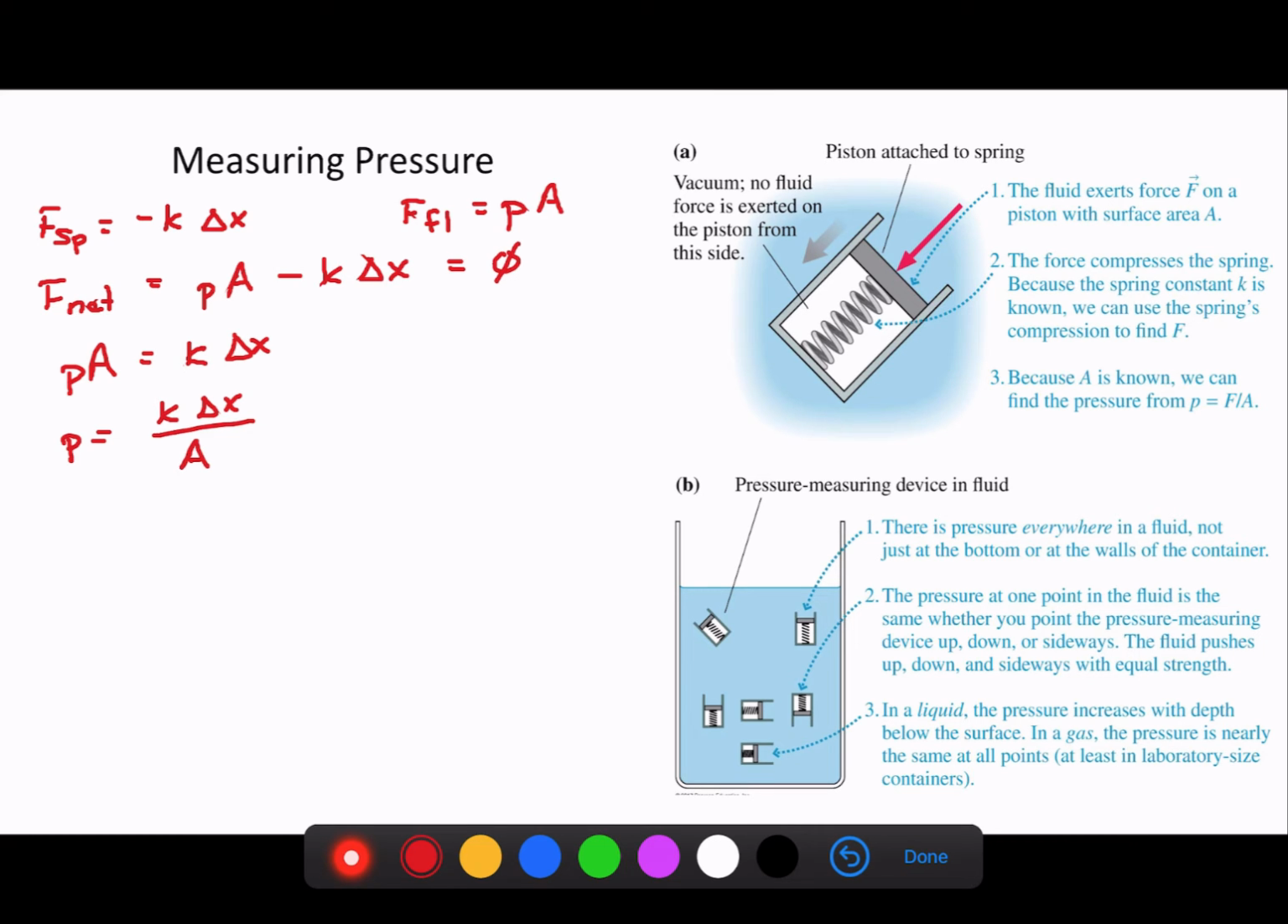Now let's imagine that we put a bunch of these inside of a liquid. You can imagine doing this inside of a gas as well. So we can use them to measure the amount of pressure at different points within this liquid. If we look at how compressed that spring is, where the piston is on our little measuring device at different locations throughout this liquid, we can see where the pressure is higher or lower. The more compressed the spring is, the higher the pressure.